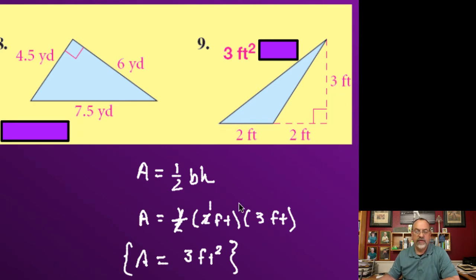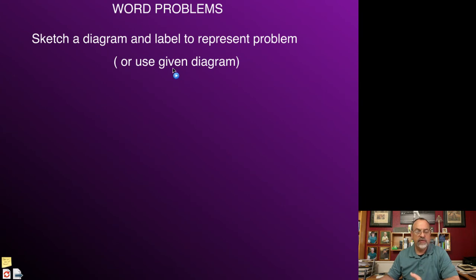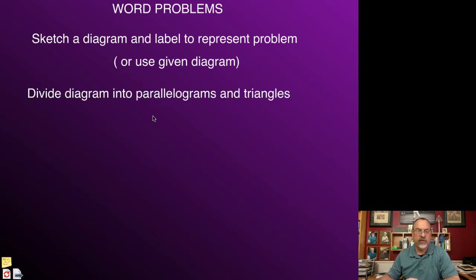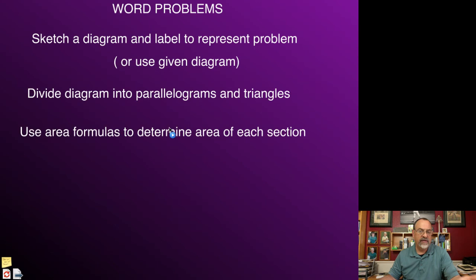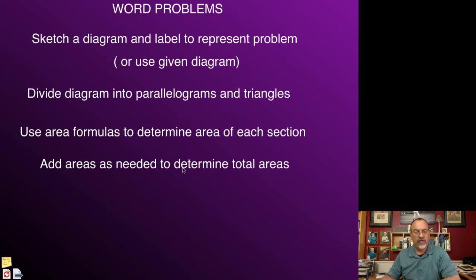Okay, so be careful about those dashed lines. Those are not part of the figure that you're trying to calculate. They're simply extensions allowing us to find the base and the height that we need. When you're working with word problems in this lesson, just like always, remember if a diagram is not given, go ahead and sketch one, and then what you want to do is try to divide that figure into parallelograms and triangles, because we know how to figure out the area of a parallelogram. We know how to figure out the area of a triangle. If a figure is just a combination of those 2 things, I can find the area of each one separately and then add all of the areas of each section together to get the area of the total region.